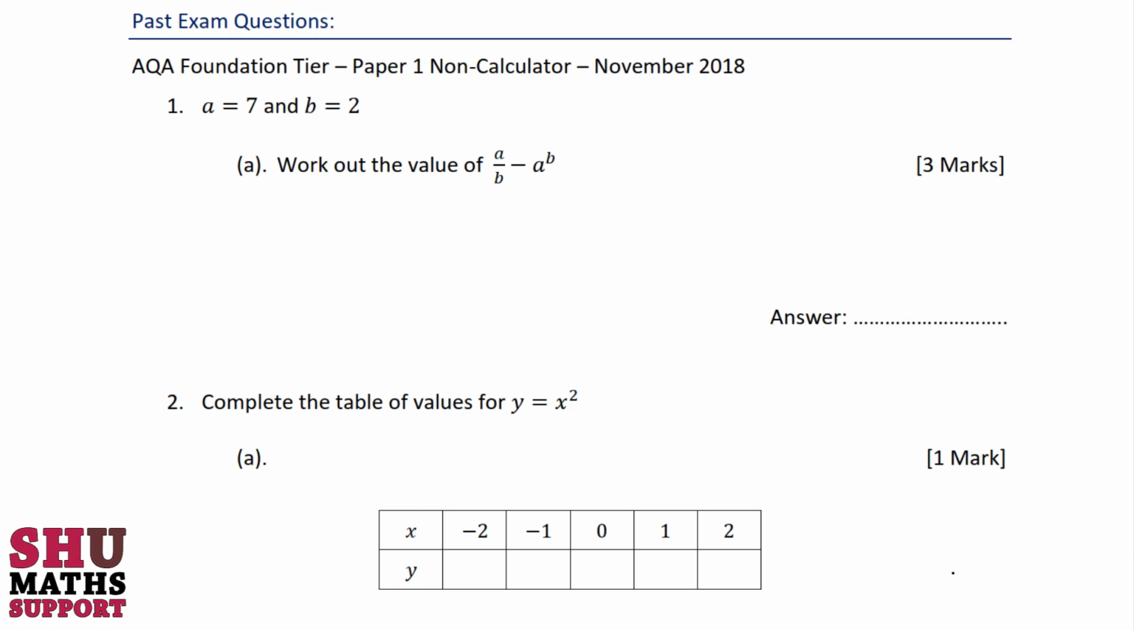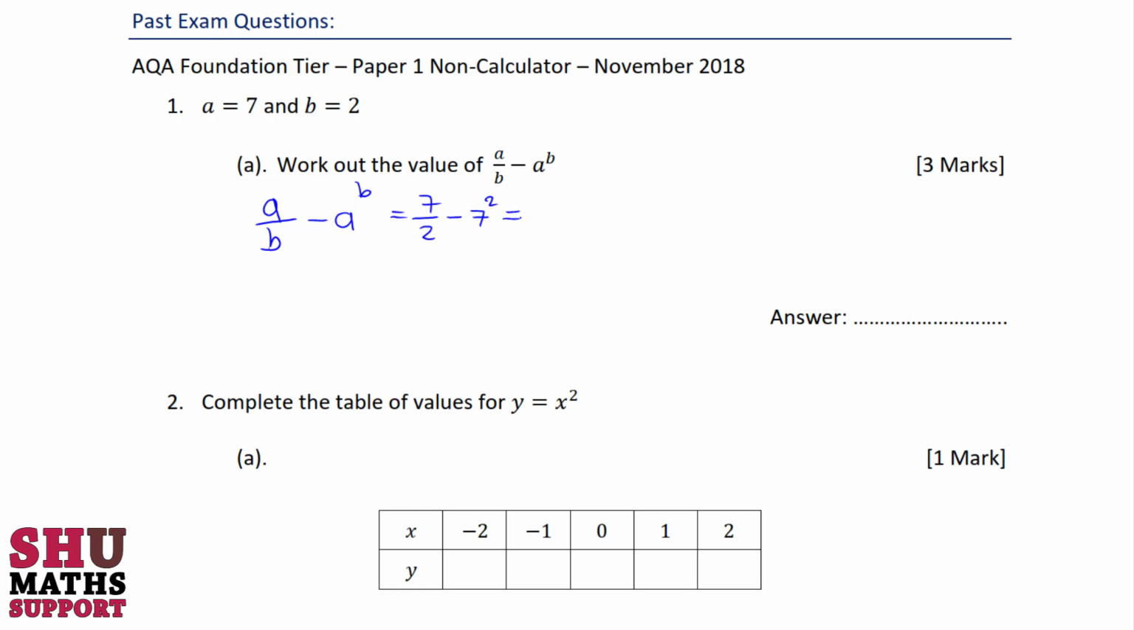So we have A is equal to 7 and B is equal to 2, and it's asking us to work out the value of A over B minus A to the power of B. So let's just rewrite that. So we have A divided by B, and then whatever A divided by B is, we're going to subtract A to the power of B. So if A is 7 and B is 2, then we can write that as 7 over 2, take away 7 to the power of 2.